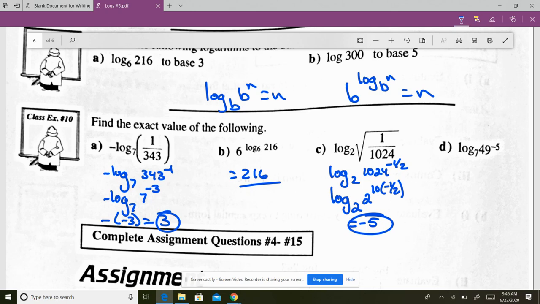And final one. Can 49 be made into base 7? 7 squared. There's a negative 5 there. What's my answer? Minus 10. Done. Is that okay? All right, we need to practice this because it's a good skill to have.